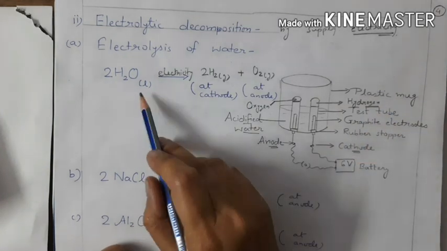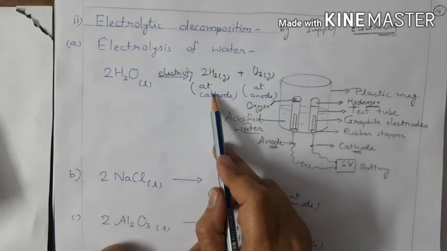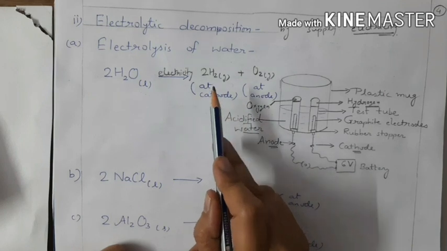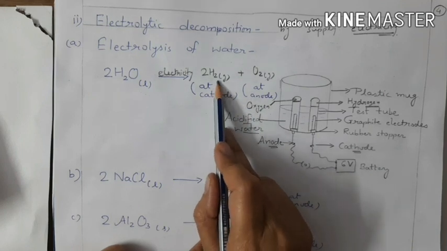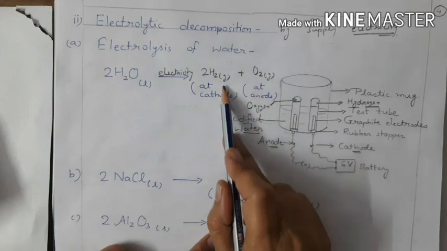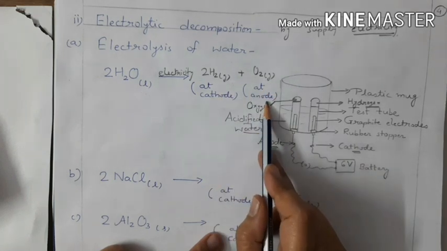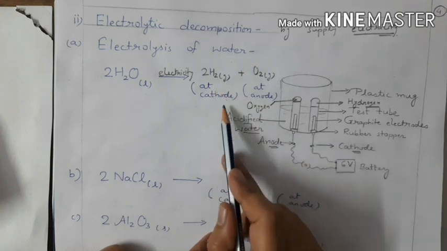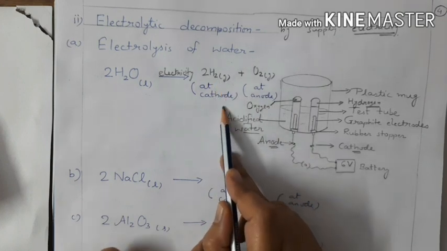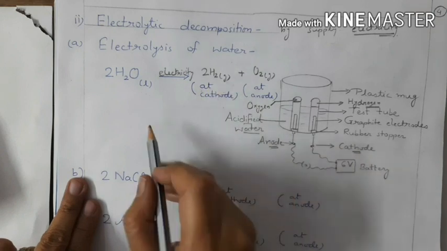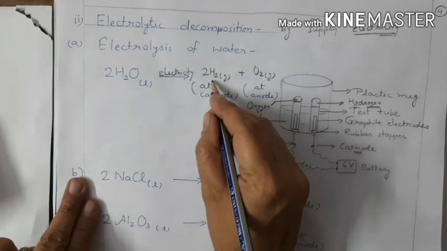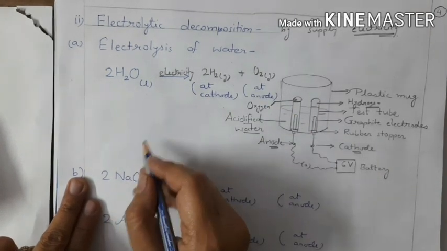So by passing electricity, we have decomposed, we have broken down, we have split up water into two simpler substances, hydrogen gas and oxygen gas. Oxygen gas is obtained at anode, hydrogen gas is obtained at cathode. Also, we observe that the volume of hydrogen is double the volume of oxygen.